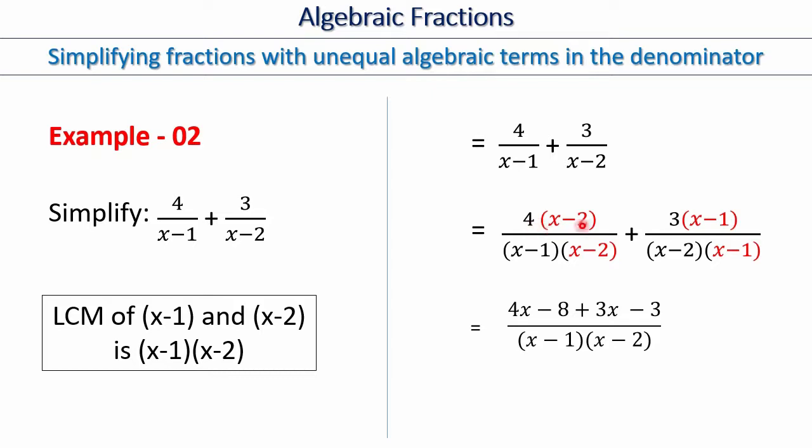So here, if you operate this bracket, 4 into x, 4x, minus 2 into 4, minus 8, plus 3 into x, 3x, 3 into minus 1, minus 3. So denominator this time again same, x minus 1 into x minus 2. So if you add these numerators, 4x plus 3x, 7x, minus 8 minus 3, minus 11. So this is the answer for this example. So what we have to do here also, we have to find the LCM for these two algebraic terms, and the same algebraic term should come as denominator for both.